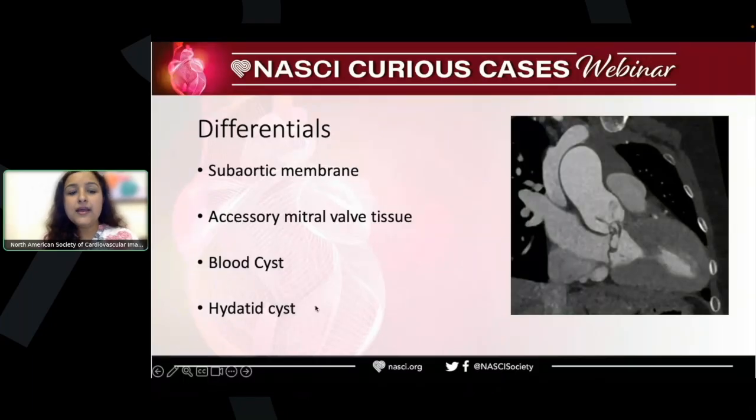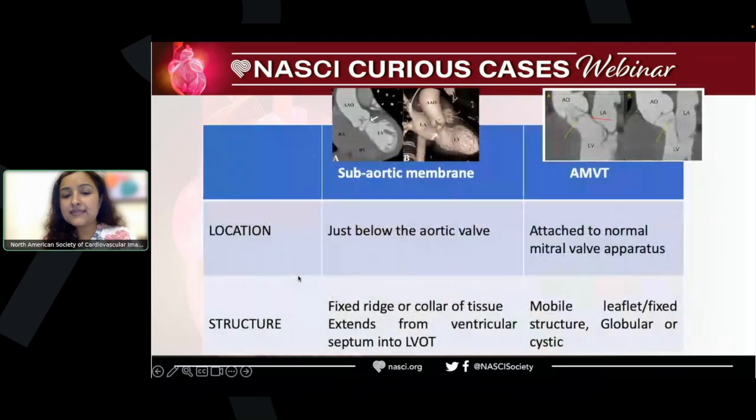In hydatid cyst also, usually it's a circular, rounded thing, but sometimes ruptured hydatids can also look like this. But usually in hydatid cyst, you will find undulating membranes inside. So there will be a cyst, the covering, and then inside of it you will find some undulating membranes, which is not seen in this particular case. So this was a case of accessory mitral valve tissue.